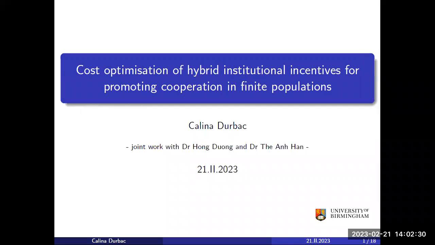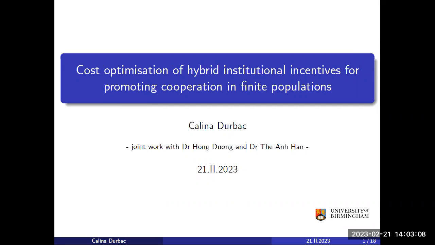So the presentation today is going to be on a project that we've been working on throughout my first year of PhD, and it is joint work with my supervisor and our collaborator, Dr. Dan from Teesside University. The project is about optimizing the cost of hybrid institutional incentives with the aim of promoting cooperation in finite populations. Please don't click out of the Zoom or be put off by the very fancy sounding title. I will explain what this is from the get-go.